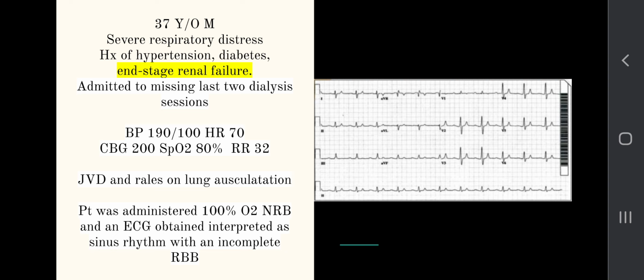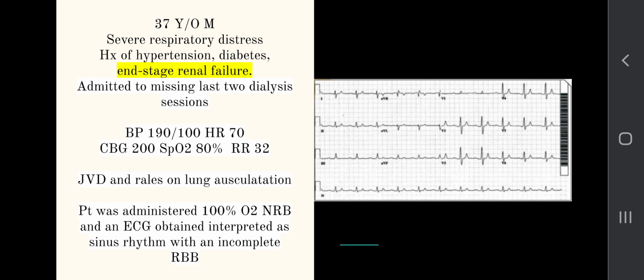Nurses come in and get a quick set of vitals on the patient. Blood pressure was 190 over 100, hypertensive. Heart rate of 70. Blood glucose of 200. SpO2 was 80%, and resting respirations were at 32. The patient did have jugular venous distension and rales on lung auscultation.